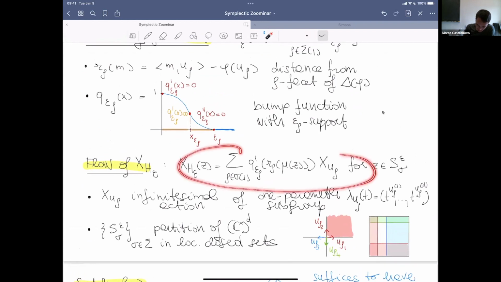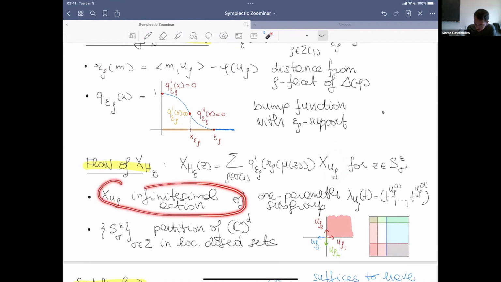One key calculation you can do is that you can actually work out what the flow of these polyhedral Hamiltonians is very concretely. So the Hamiltonian vector field ends up being a combination of Hamiltonian vector fields X_u_rho times derivatives of these bump functions. And these X_u_rho are infinitesimal actions of one parameter subgroups of the C stars. So in particular, they preserve each moment fiber.